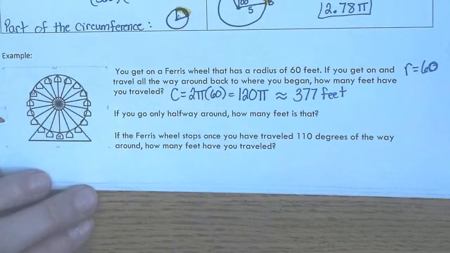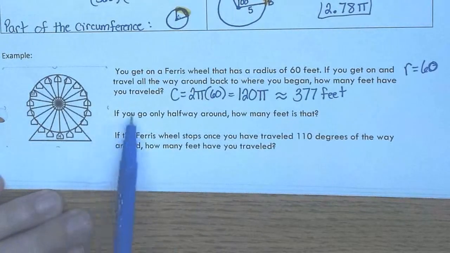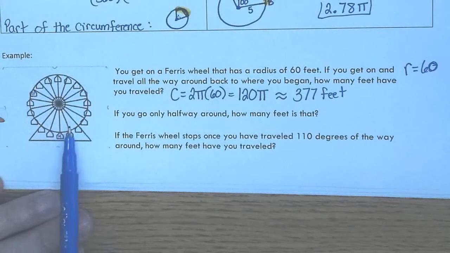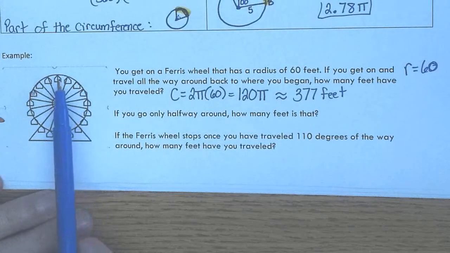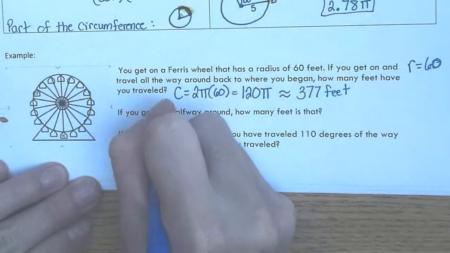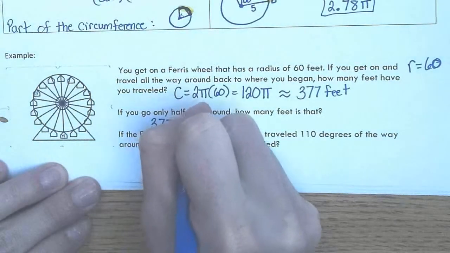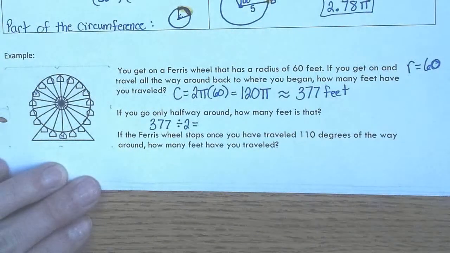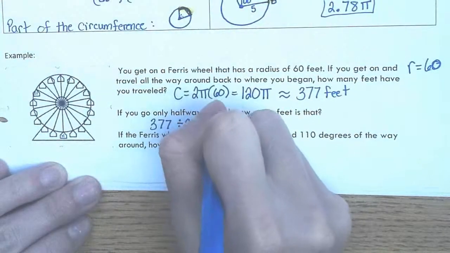If you go halfway around, how many feet is that? So we're going from here, just halfway around, we'd stop at the top. And take that 377 and just divide it in half. Get 188.5 feet.